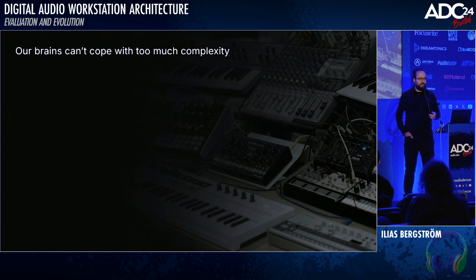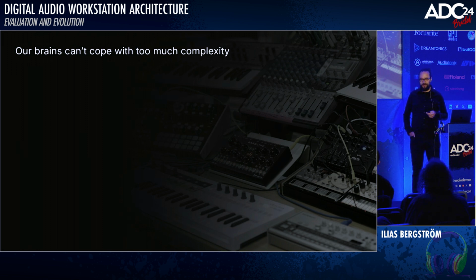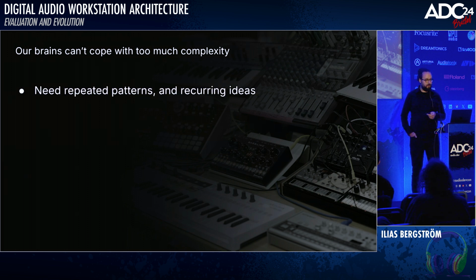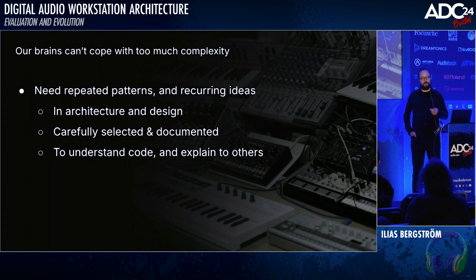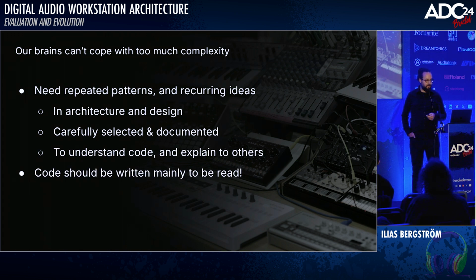And simply put, I think that even the smartest person among us has limited capacity. Our brains aren't infinite. We just can't cope with any amount of complexity. And to deal with complexity, we need to divide and conquer and use repeated patterns and recurring ideas in the overall architecture and design. These need to be carefully selected, documented with just enough detail so we can understand our code and explain it to others.